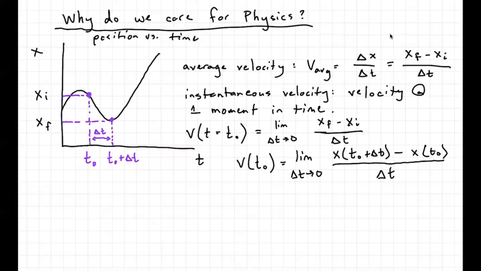So as delta t gets closer and closer to zero, the denominator gets closer and closer to zero, but also the numerator gets closer and closer to zero because t naught plus delta t is getting closer and closer to t naught. So the difference between x evaluated at those two times is getting closer and closer to zero as well. So now we're in a limit which we cannot directly evaluate, and we've got to use some trick to evaluate it.